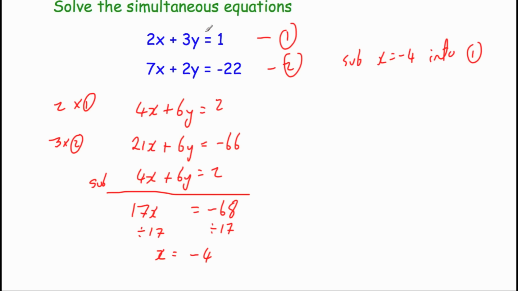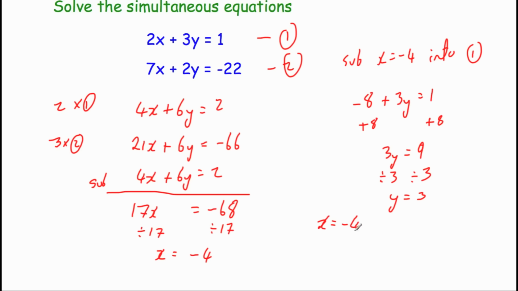And when we do that, we get 2 times x, that's 2 times negative 4, and 2 times negative 4 is negative 8, plus 3y equals 1. Now, if we want to solve this, we want to get rid of our negative 8, so let's add 8 to both sides. That gives us 3y equals 1 plus 8, which is 9, and divide by 3, and we get y is equal to 3. So our answers are x equals negative 4, and y equals 3.